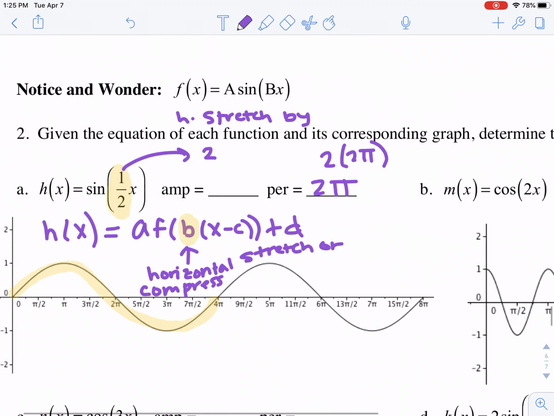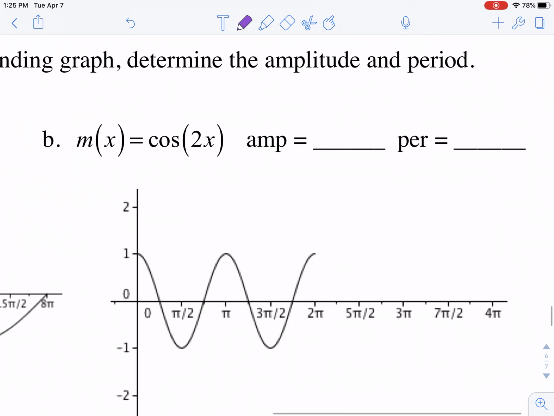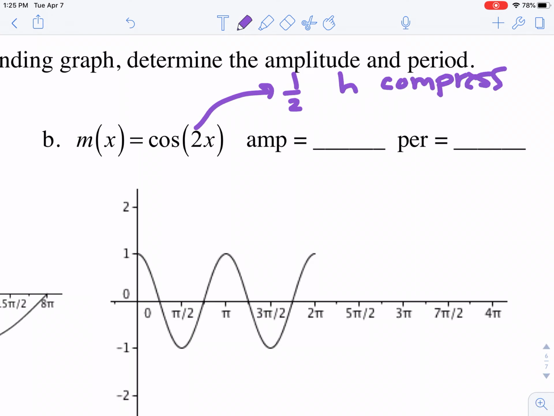Okay, well, let's apply that to this example. In this example, we have a 2, the reciprocal is 1/2. So that tells us we have a horizontal compress by 1/2. If the period of a cosine graph is usually 2 pi, but we compress it by 1/2, now we have a period that's only length pi.